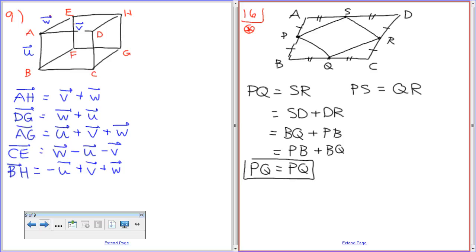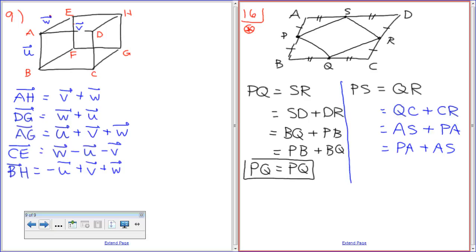I'm going to quickly do the same thing for the other side, if that's okay. So PS equals QR. I'm going to write QR as, a little line down the middle, QR is equal to QC plus CR. QC is equal to AS. CR is equal to PA, which is equal to PA plus AS. So PS is equal to PS.